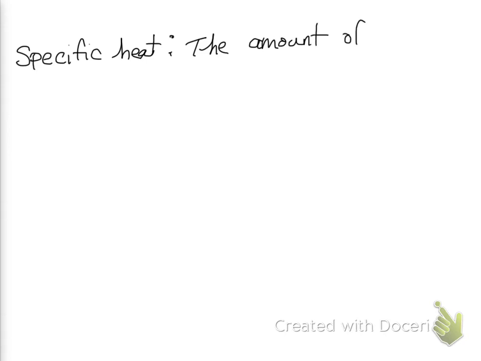Before we start our practice problems, I want to take a minute to go over specific heat one more time. So the formal definition of specific heat is the amount of energy needed to raise 1 gram of a substance by 1 degree Celsius. If you want to put it in simple terms, it's how easy or how hard it is to change the temperature of an object.